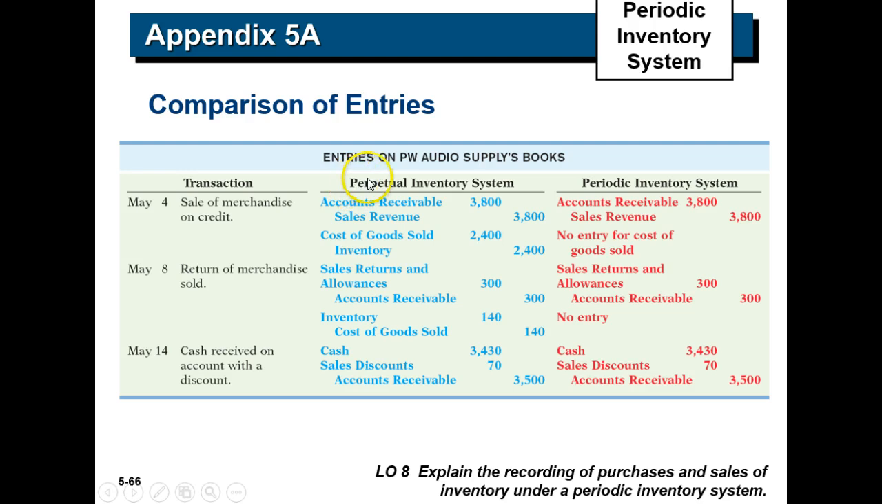The difference here is under the periodic system, we don't do anything with inventory till the end of the year, or show our cost of goods sold till the end of the year. You see how that's no entry here?